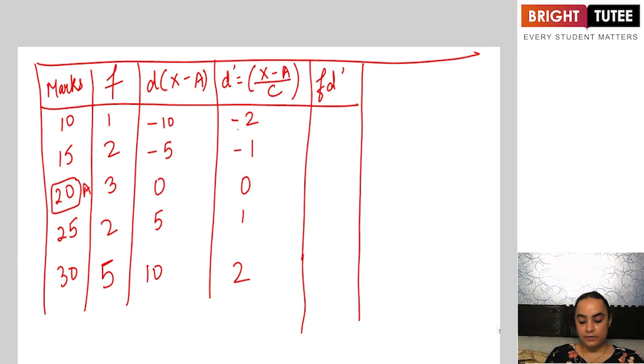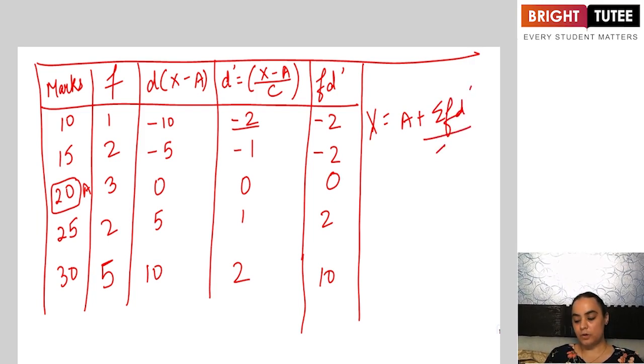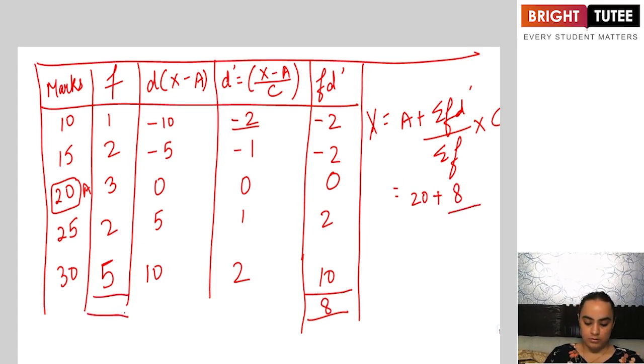So f, that is 1 multiplied by d dash, minus 2, 0, 2 and 10. Okay. Now let us calculate the mean and apply the formula. So my formula was a plus sum of f d dash upon sum of f into c. A, the assumed mean is 20. I need this sum. So 10 plus 2 is 12. 12 minus 4 is 8. So 8 upon this is 13 into 5. So we have to calculate it.